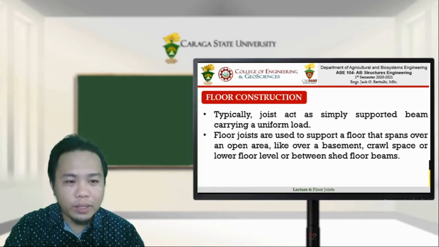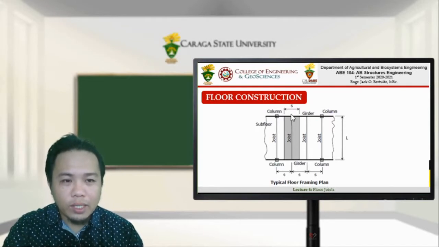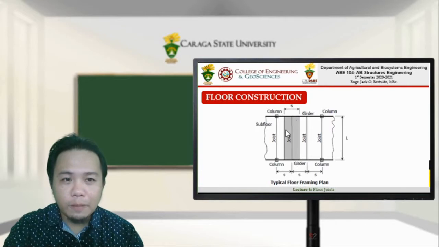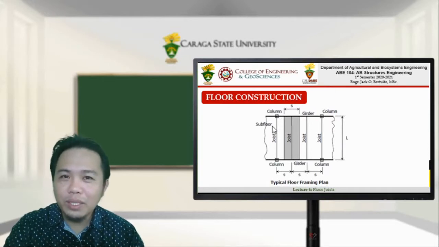Okay, so this is the typical floor framing plan. You have here the floor joist, its effective span or the spacing. We also have the girder, and we also have the column. We also have the effective length of your beam. The floor joist is also a beam. So from there, it is simply supported. If the load is available, live load and dead load, then you can calculate its dimension.